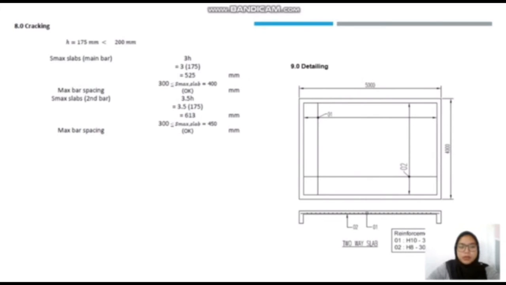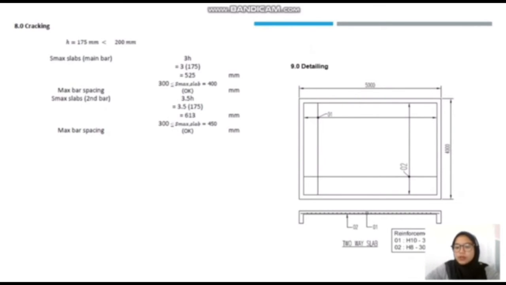And the maximum bar spacing is 300, it's below 450, so both of these are okay. So this is our detailing. 5000 is our Ly and 4000 is our Lx. So this is our detailing for two-way slab.